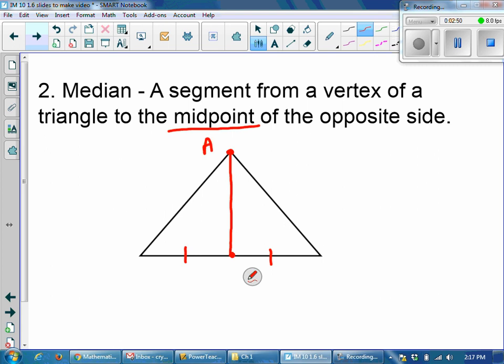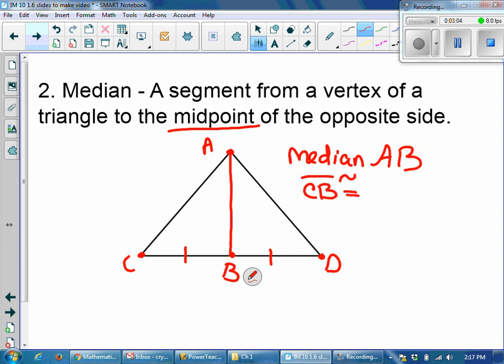So if AB was the median, then we would have to know that CB is congruent to AB. Otherwise, it wouldn't be a median. Okay? Just like with the altitude, I could have started at one of the other vertices, gone to the midpoint of the other side of the triangle, and still had those 2 congruent pieces. So you have 3 medians in a triangle, just like you had 3 altitudes in a triangle.